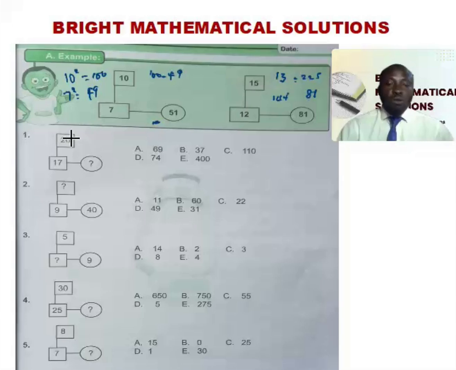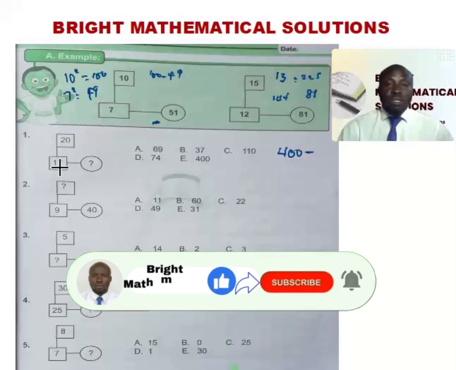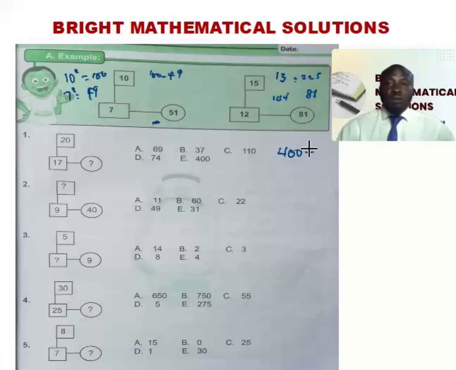We have 20 and 17. So 20 squared gives us 400, minus 17 raised to the power 2, which gives us 289. If you subtract, you discover that it gives us 111. I want to believe that there is a typographical error here, so our correct answer is 111.